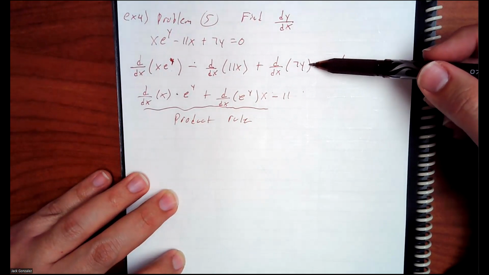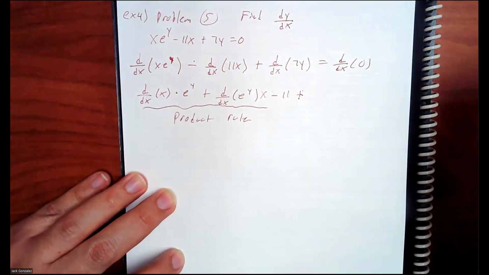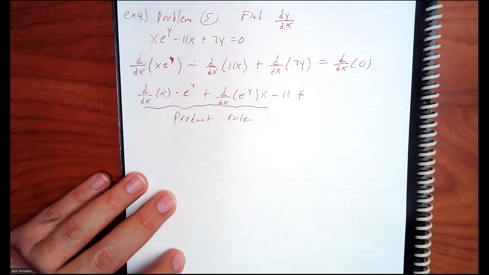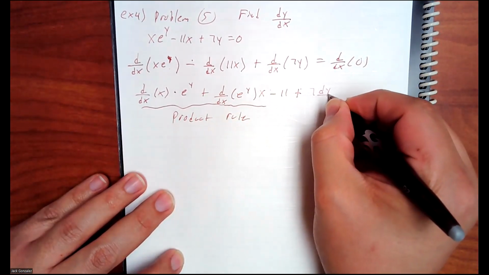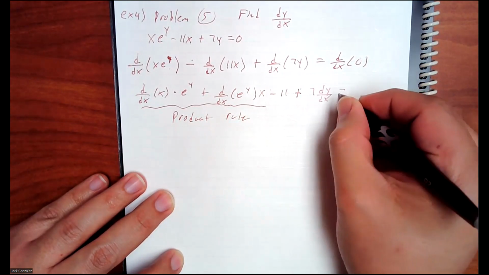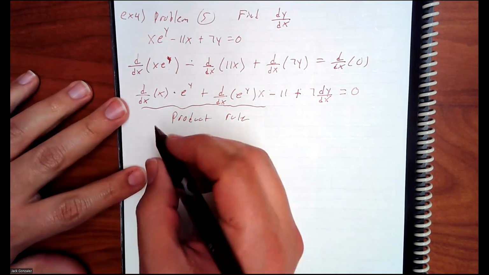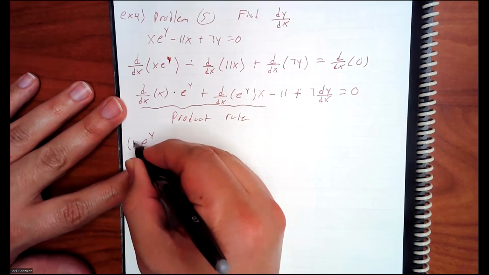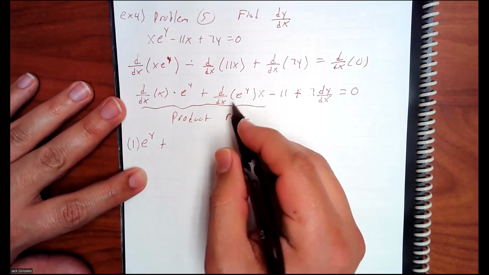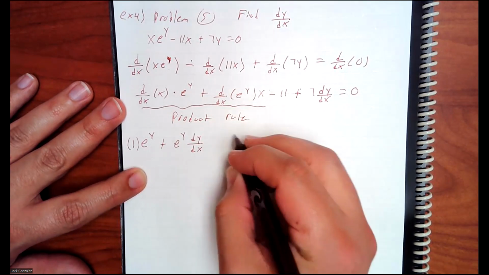Derivative of 7y. Yeah. So there's the derivative for the most part. We just got to take care of this piece here. Derivative of x is the 1, right? So plus the derivative of that is itself. But then you got to tack on that piece.